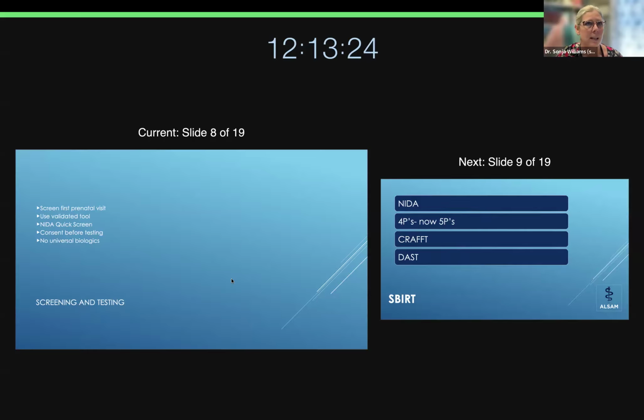One of them can be the NIDA Quick Screen, and some of the others are the 4Ps, the 5Ps, the CRAFFT, and the DAST. If you are unfamiliar with what those are, please take a screenshot of the next slide that goes through those titles, and you should be able to look on your MedCalc calculator or even through Google and find those screens quite easily and in a way that you can use them at bedside.